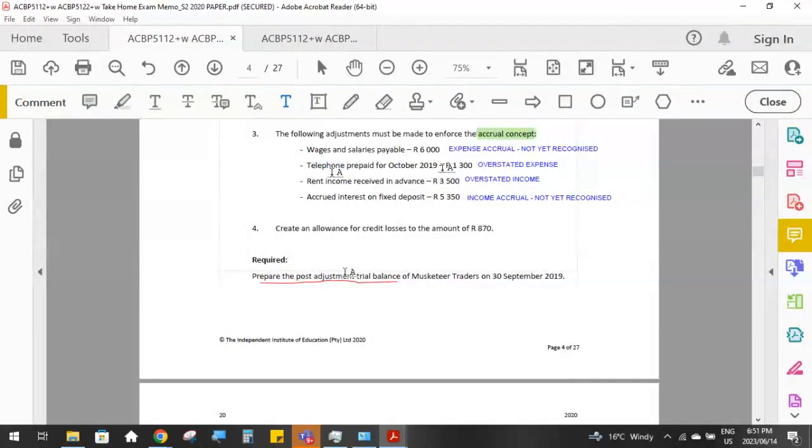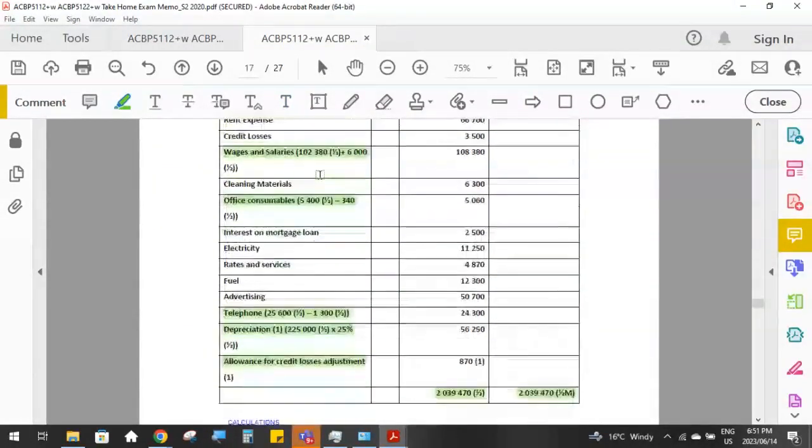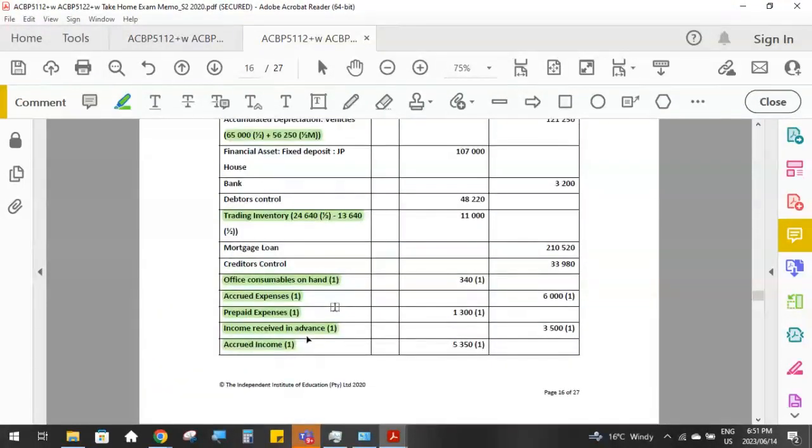Then our telephone that's prepaid, 1,300, we go to our telephone expense account, and we have to subtract 1,300 from that, which means we've got to credit the telephone expense account, and we are going to debit the prepaid expenses account. So we create an asset by doing that.